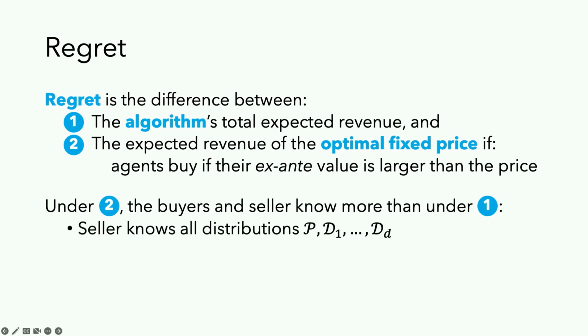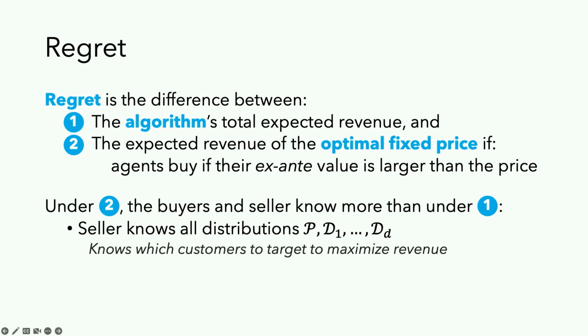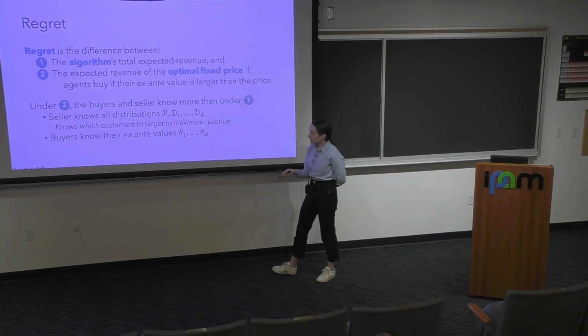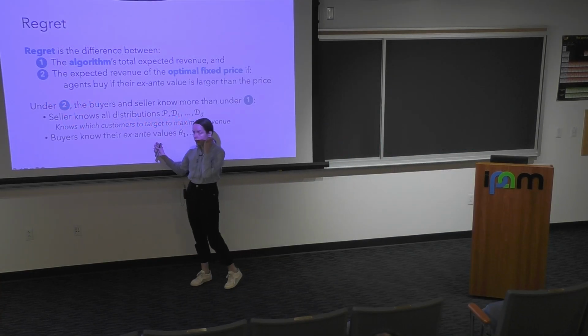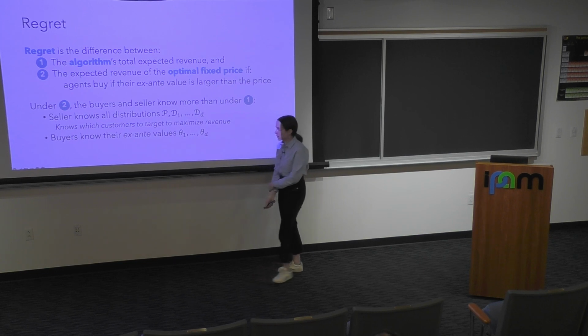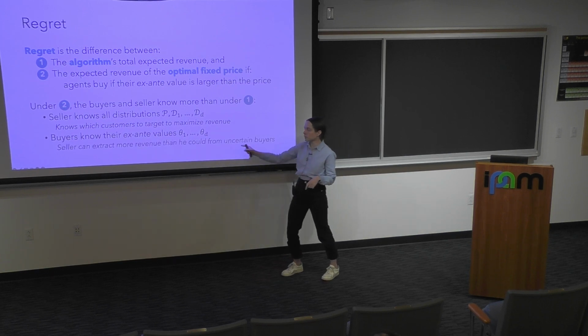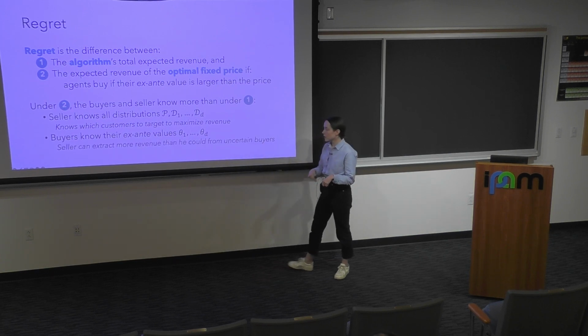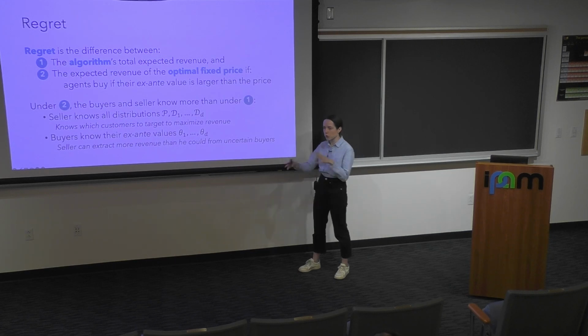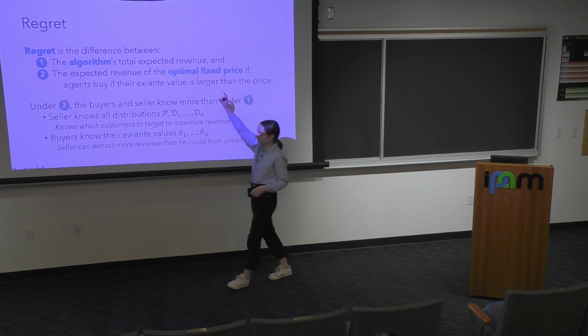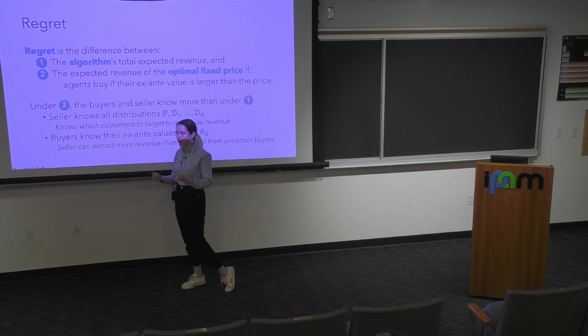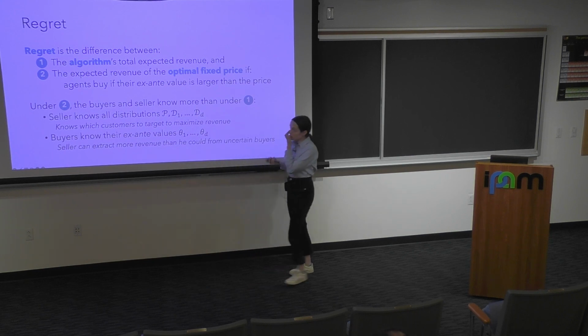First of all, the seller knows all the distributions, type distribution, value distributions, etc. And so this means that he knows which customers he should be targeting in order to maximize revenue. Second, the buyers know their ex ante values, theta 1 through theta d. And this means that the seller can extract more revenue than he could from uncertain buyers who will only buy if the price is low enough. So overall, our baseline that we're competing with has a lot more information about the buyers than the algorithm does itself.